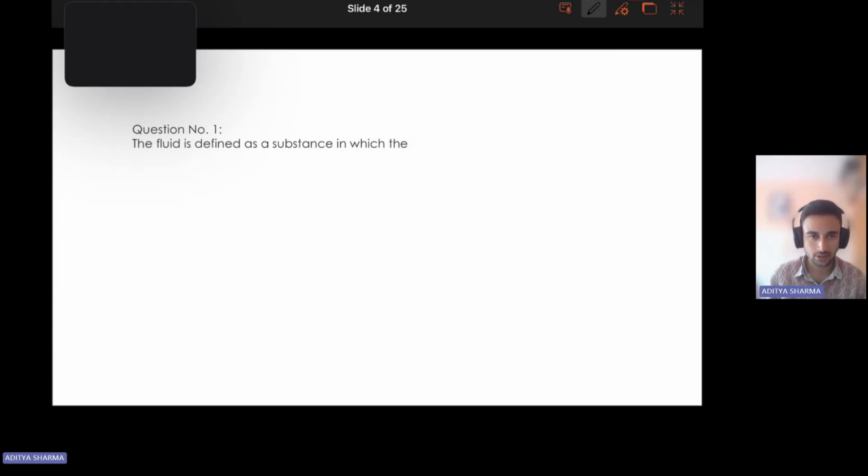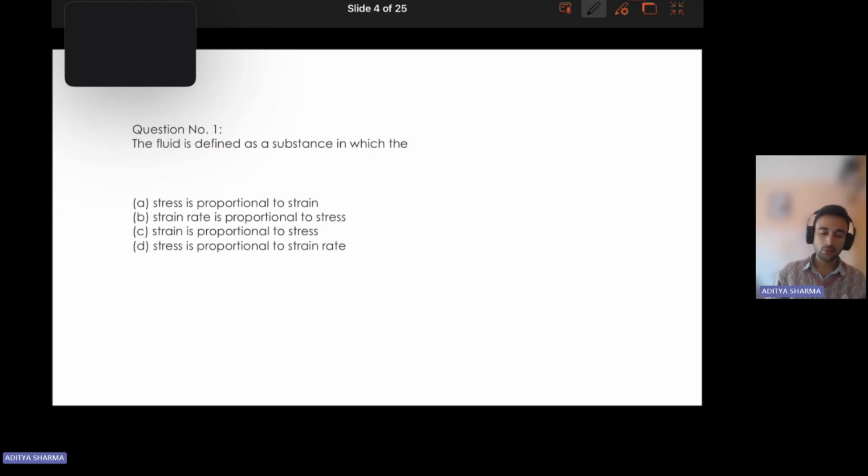So the first question we have: the fluid is defined as a substance in which... We'll have four options, and looking at those four options, we shall try to see which one is the apt option for this particular statement of the question.